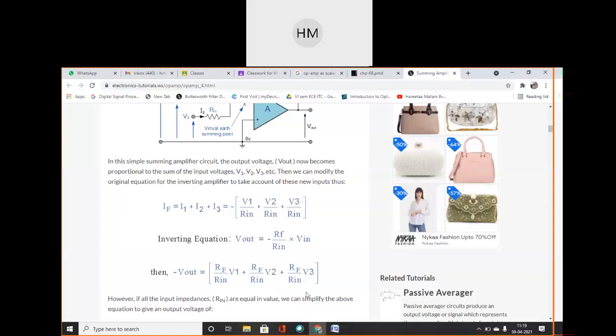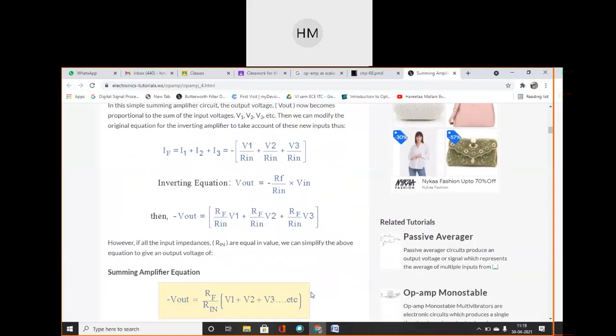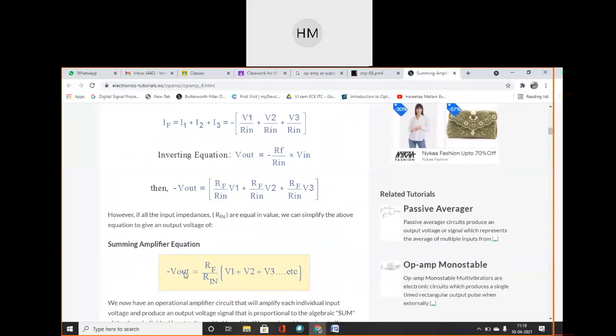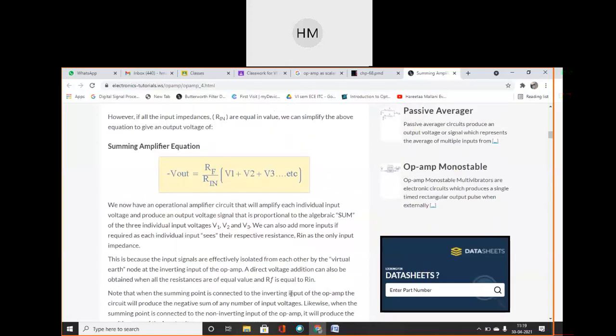So all this will be multiplied and now I will get a generalized equation as minus V out is equal to RF. I am taking out Rin common. So that is V1 plus V2 plus V3. There can be any number of inputs possible over here, up to V10, but the maximum output should be within the possible range, otherwise you won't get proper outputs. So this is the equation of the summing amplifier.